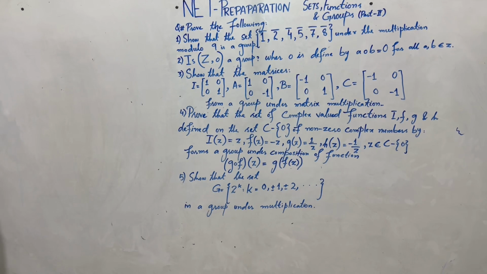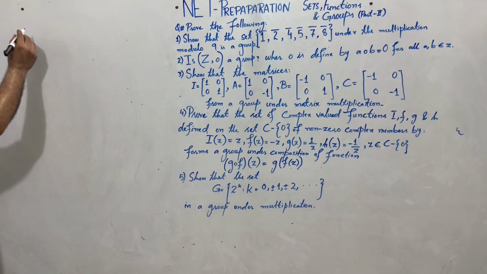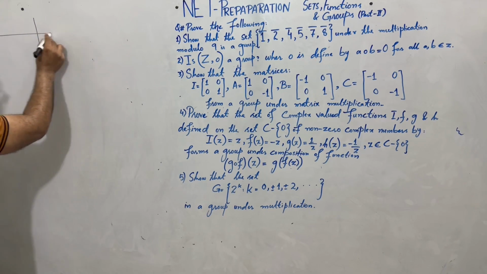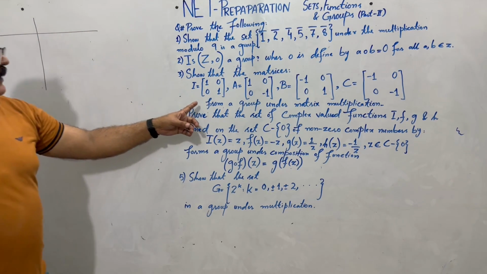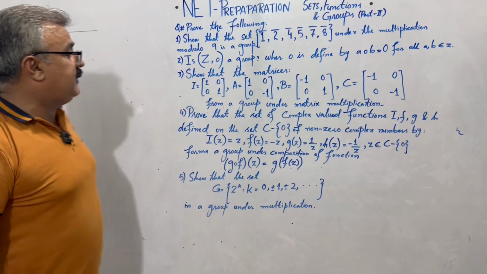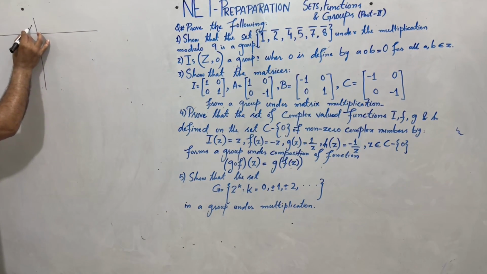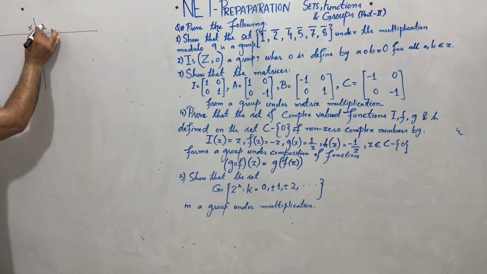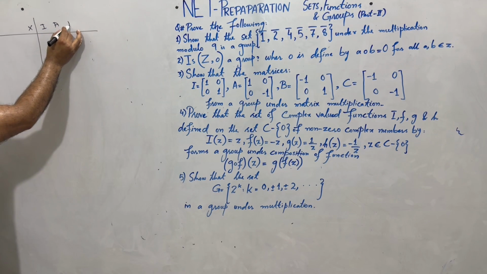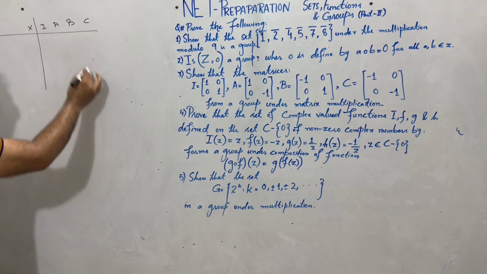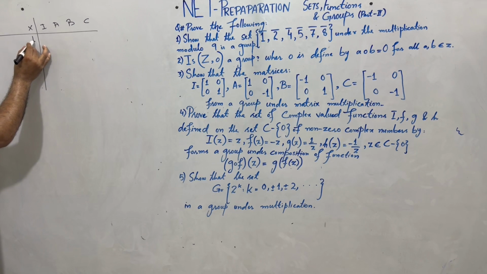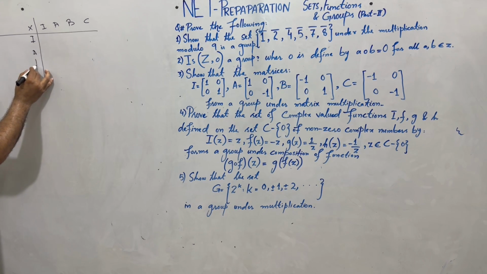We have been given some matrices here. Show that they form a group under matrix multiplication. The operation is multiplication. We have been given the identity I, and A, B and C.